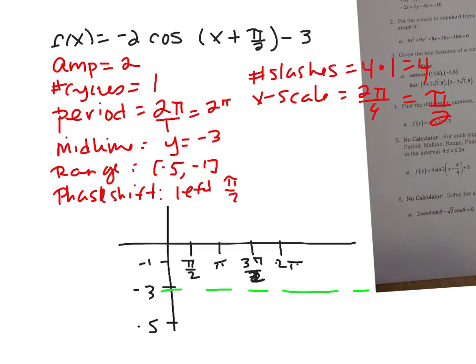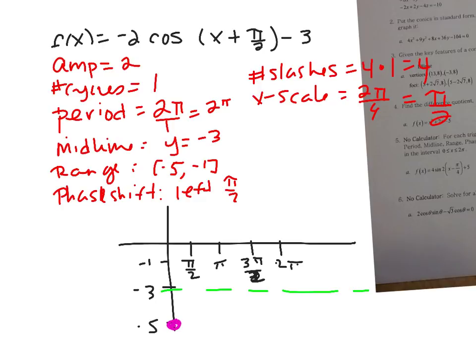So it is a cosine curve. It is negative cosine, right, because we have that negative 2. So instead of starting at the max, it would start at its min. So normally what I would do is I would start down here, right there. I would start here at negative 5 and then start going up.